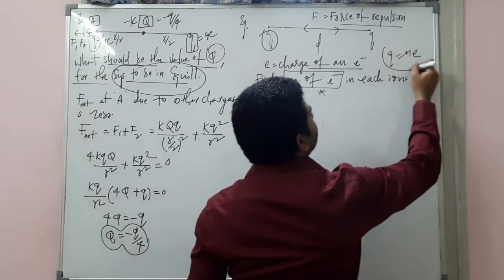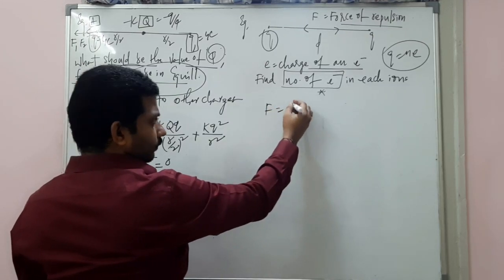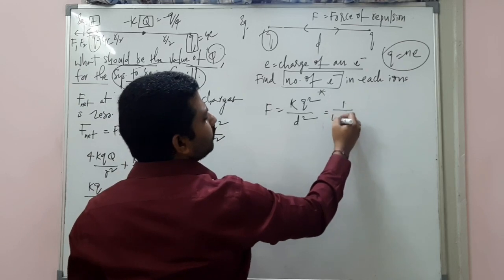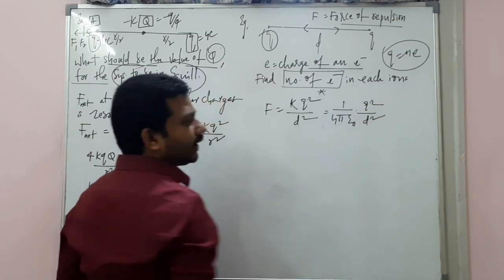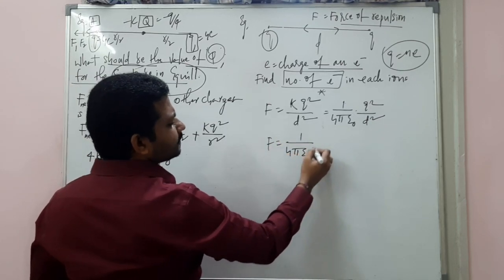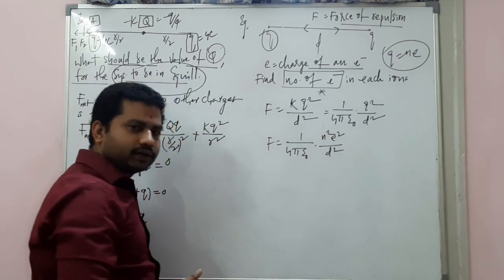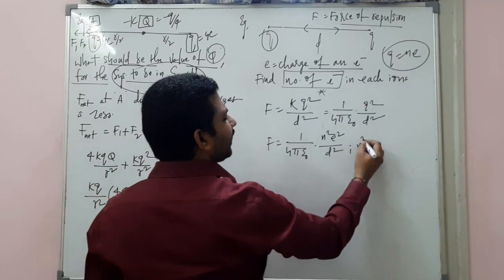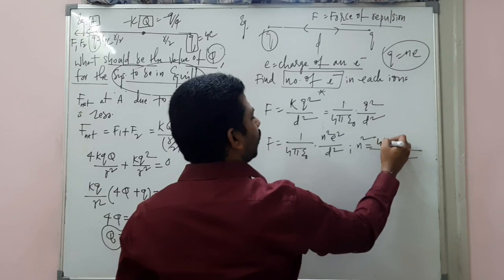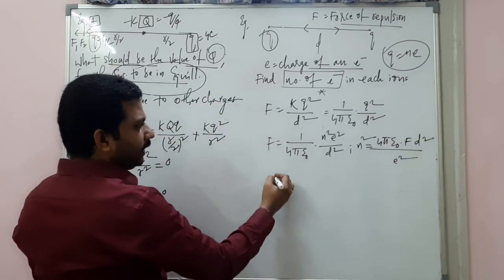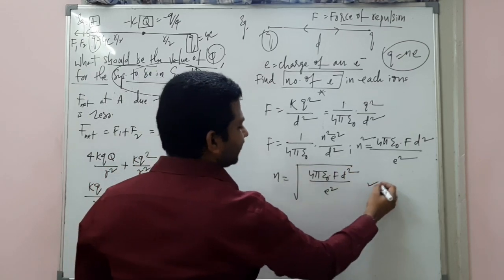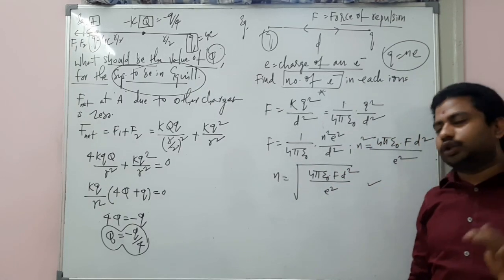Now, Q is equal to Ne. Students, F is equal to K Q1 Q2 divided by D square, here Q square by D square. This K I can write as 1 by 4 pi epsilon naught into Q square by D square. So F is equal to 1 by 4 pi epsilon naught into N square E square divided by D square. Our aim is to find the number of charges. So N square is equal to 4 pi epsilon naught F D square in the numerator and E square in the denominator. Simple. And N is equal to the square root of 4 pi epsilon naught F D square divided by E square. That's it. Options I have not given here, but according to the options you should pick it.